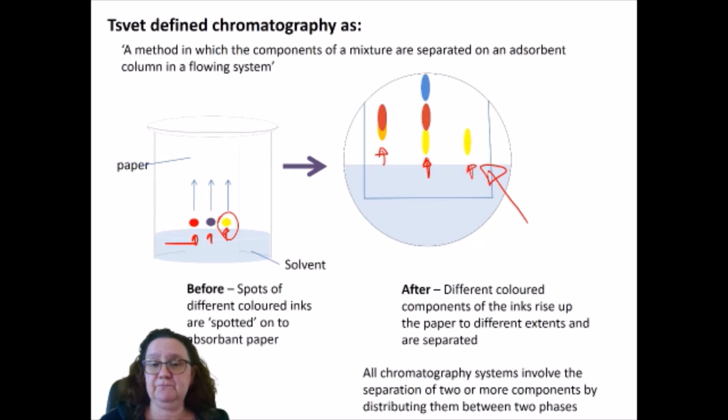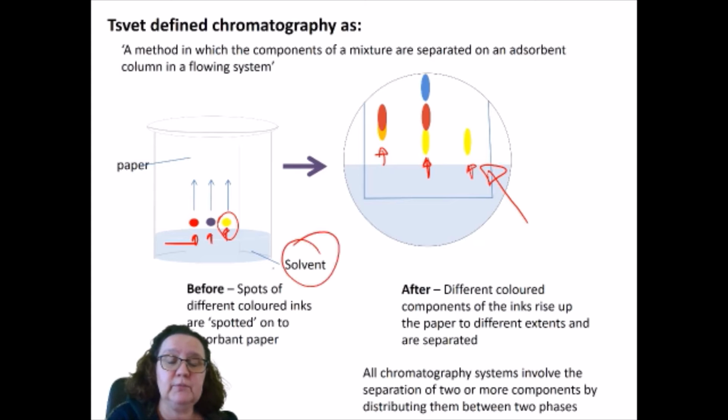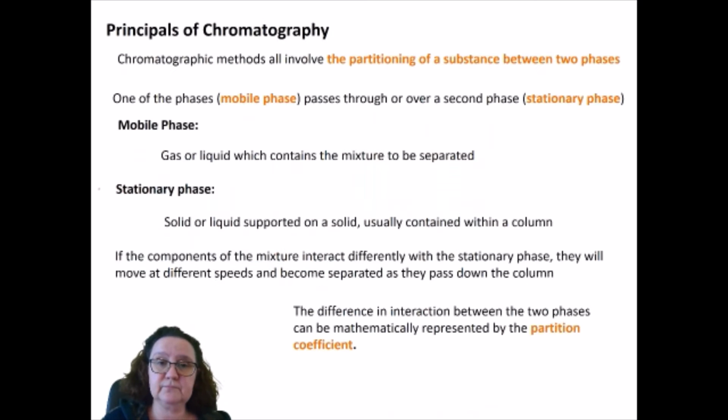All chromatographic techniques are based on the way a chemical or a mixture of chemicals will distribute themselves, will separate themselves between 2 phases: the mobile phase, in this case the solvent, and the stationary phase, which in this case is the paper. So again, as I was saying before, all chromatography is based on the same principle, the partitioning of a substance or a mixture of substances between two phases, and the preference of each substance for one or the other.